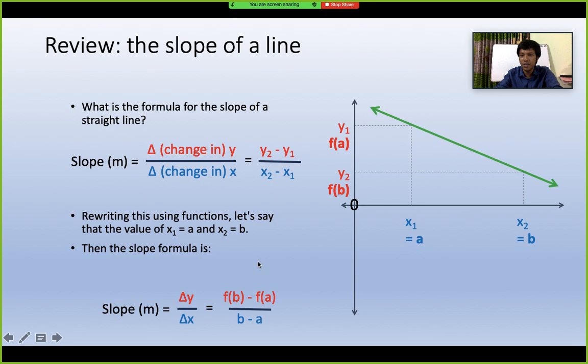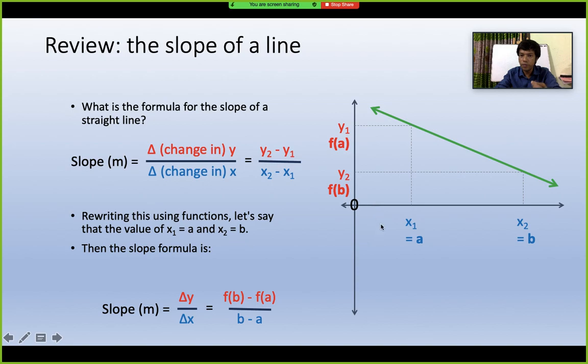Exactly, they mean this in the real situation. y2 means f of b, y1 means f of a. Of course, you can replace them with different letters. You can say b, c, d, e, f, some letter. But this y1 always comes this way.